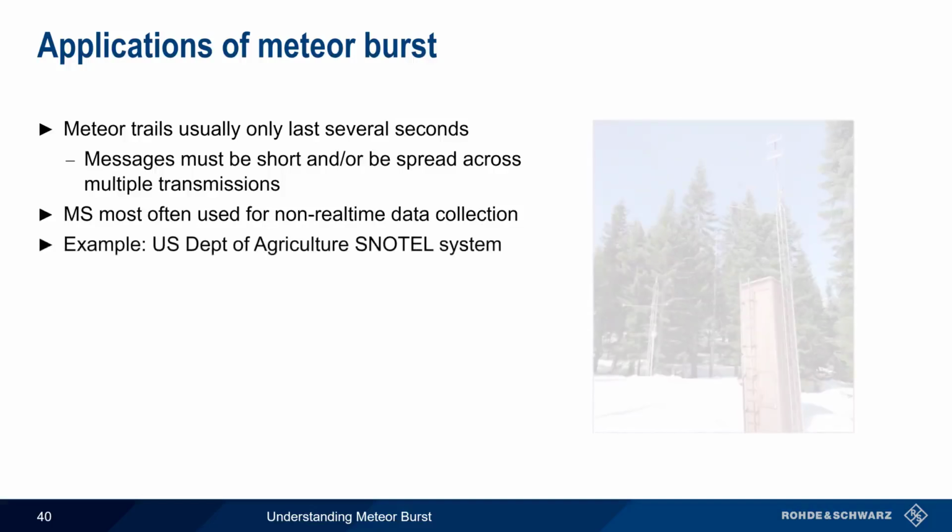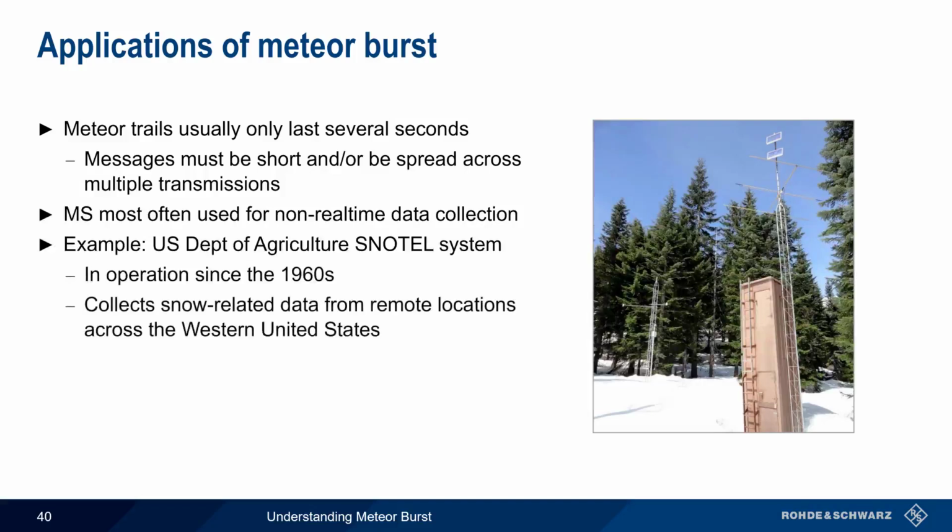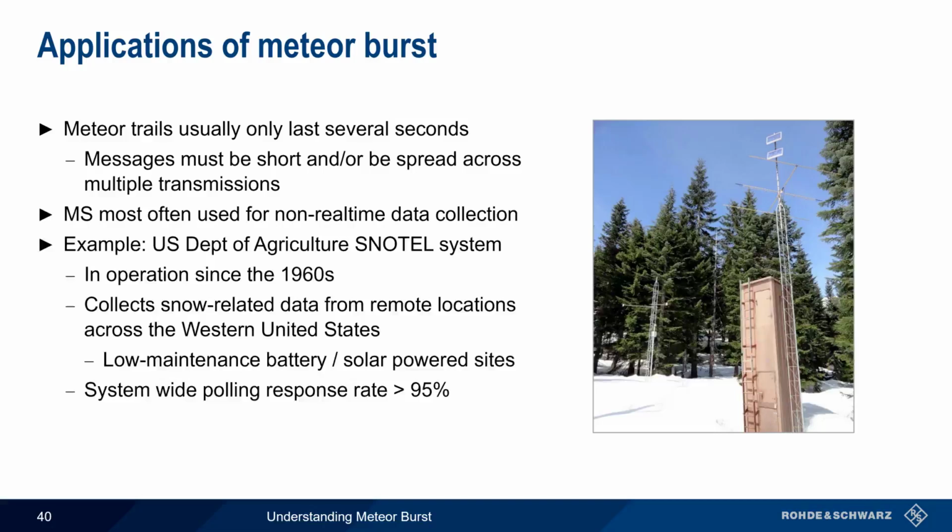An example of this is the U.S. Department of Agriculture's snow telemetry, or SNOTEL system, which has been in operation since the 1960s. SNOTEL collects snow and other weather-related data from remote locations across the western United States, and it transmits this data using meteor burst technology. Sites are typically battery and solar powered, and often operate for a year or more without maintenance. The system-wide polling response rate in SNOTEL is greater than 95%, meaning that meteor bursts can provide reliable communications from locations where other technologies may be unavailable.